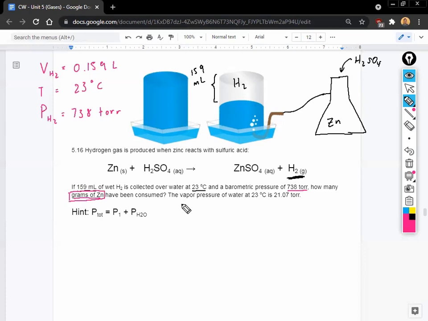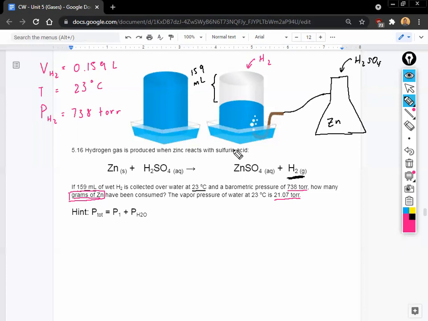But if you look at the back of the problem, it tells us the vapor pressure of water at 23 degrees is 21.07 torr. Okay, so that might seem a little bit strange, because we just collected H2 gas, right? H2 gas is the thing that is inside of this container, trapped on top of the water, okay? But there's a property about water that we need to know. When you have a cup of water, or a container of water, the water molecules don't all stay liquid. It's kind of weird, but you know how they evaporate, right? Water evaporates off the top.